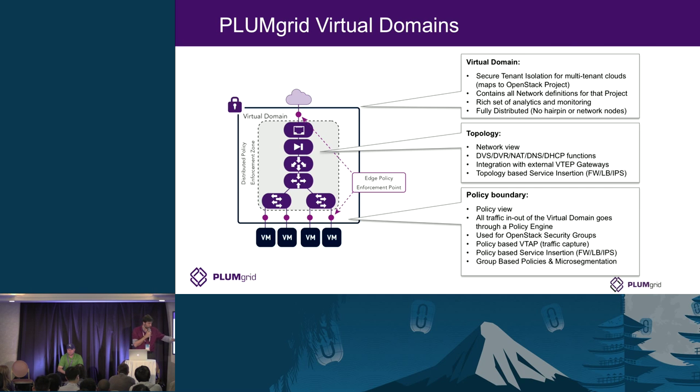Then, of course, inside the virtual domain, you have the topology concepts that you are familiar with from an OpenStack point of view. And around it, you have what Rick was referring to about the policy framework that we have that maps to security groups, but it can do many other things. It can intercept traffic, and it can create policy constructs to prevent certain communications from happening or to tap the traffic. So all this is good.